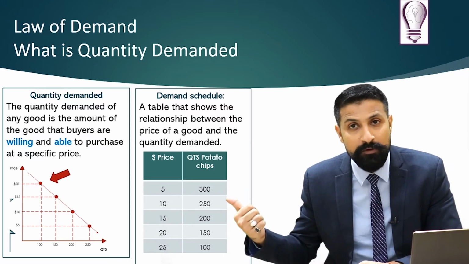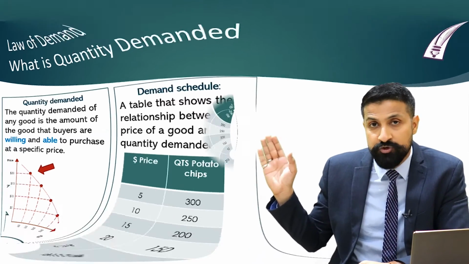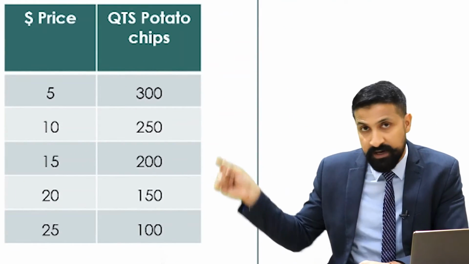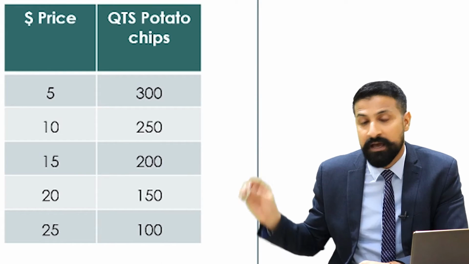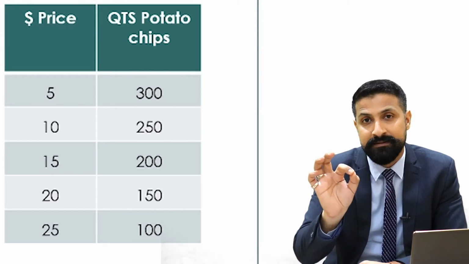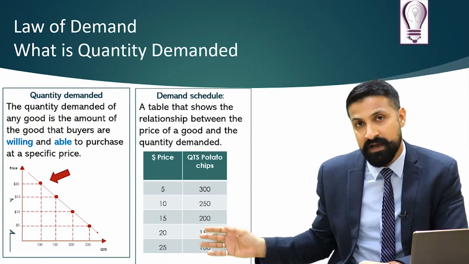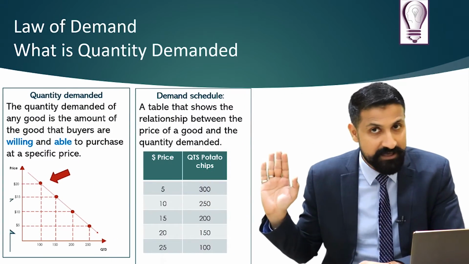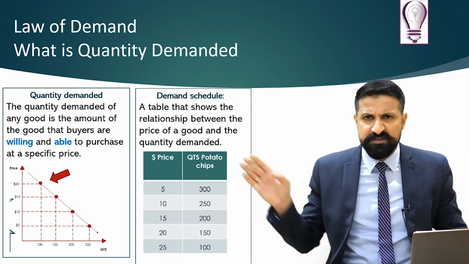This is called a schedule. And what does this schedule show? Two things: price and quantity demanded. At a specific price, how many units are demanded? That is called a demand schedule. Is this clear to everyone? I think it's clear. Let's read the definition.